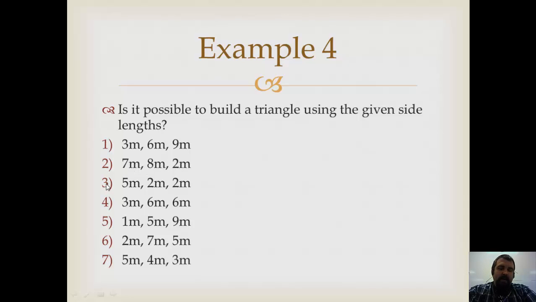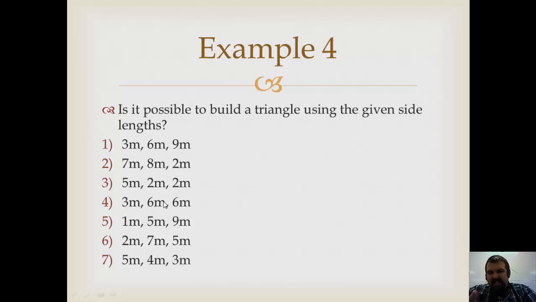Well, what about number 3? Hey, Mr. H, 2 of the sides are the same. Okay. Well, which side is the largest still? Oh, this 5 over here? Well, add up the other 2. Check to see if it's larger than 5. So, does 2 plus 2? Well, 2 plus 2 is 4. Is 4 greater than 5? No. So number 3 is impossible.